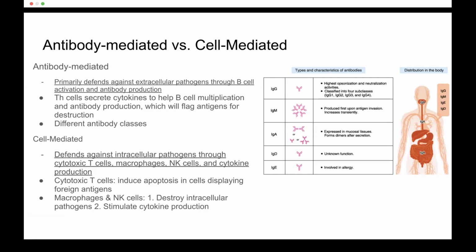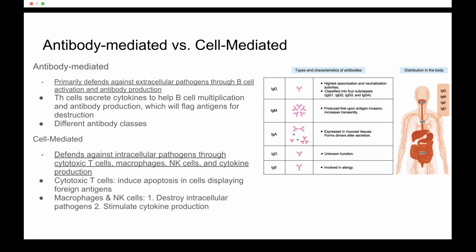So for example, IgM is the first antibody that will be produced when you first encounter the antigen. And once we develop that memory, if you encounter that pathogen again, it will be IgG that's produced, and that will be more specific and rapid.